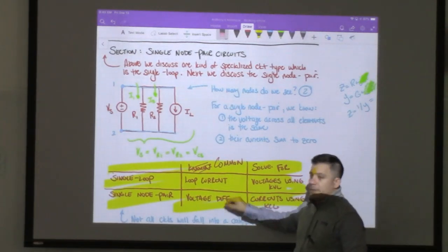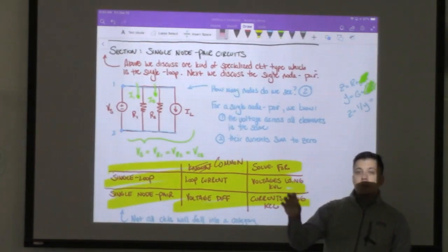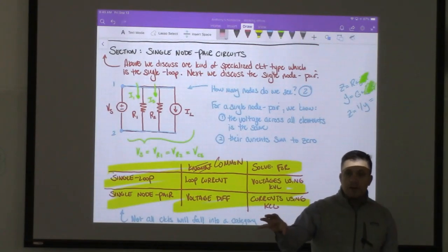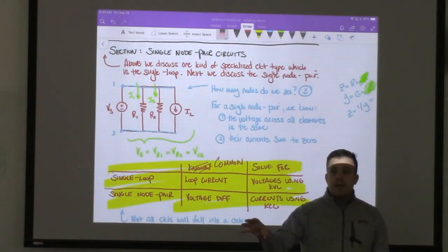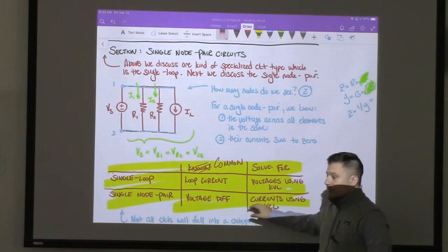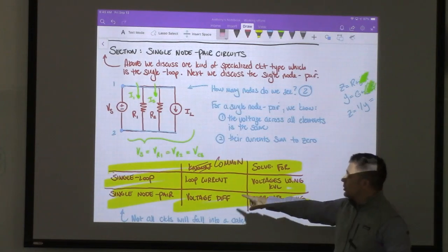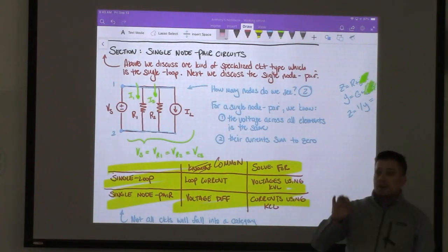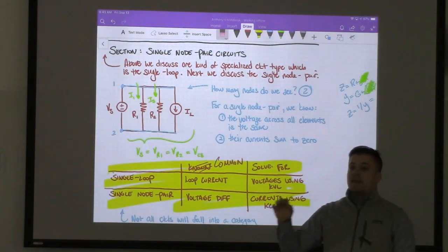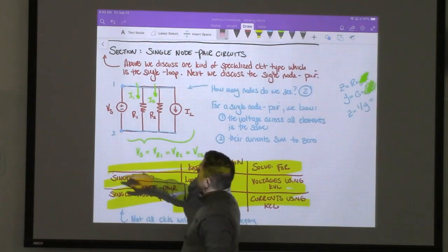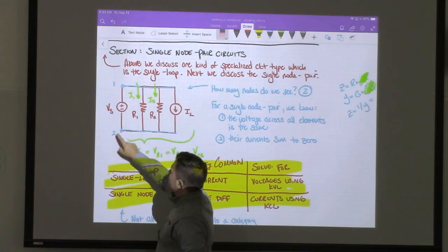In a single node pair, we only have one voltage, which again makes the problem easier because we can focus on solving for that first and then get everything else. It will normally be relatively easy to solve for these values because there'll be so many equations that refer to it. Like for example here, the voltage across these terminals is equal to Vs.